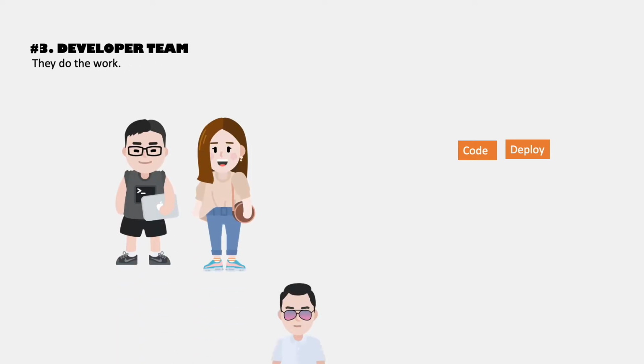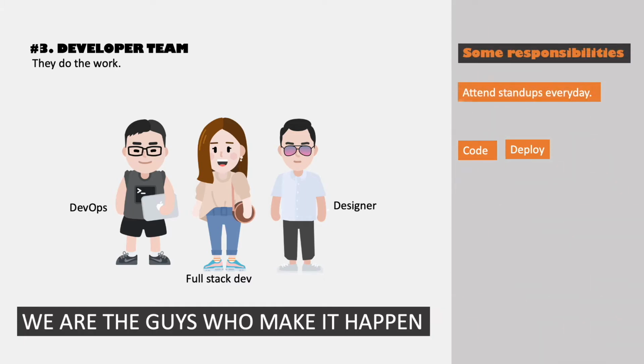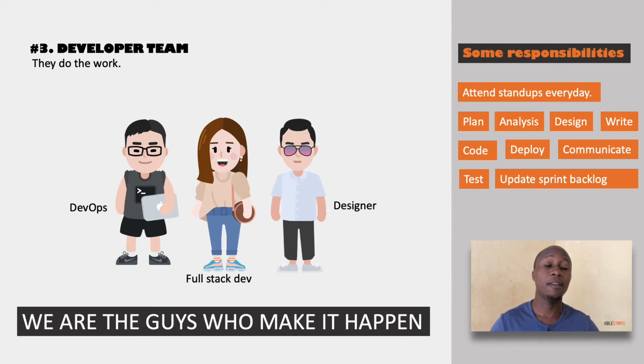Number 3 is the development team. The development team is the group of individuals working on the product. They are coding, designing, writing, and everything. They ensure that the defined release happens at the end of the sprint.